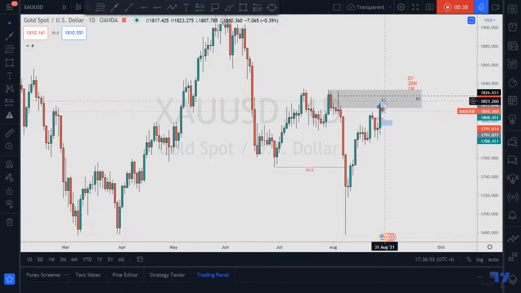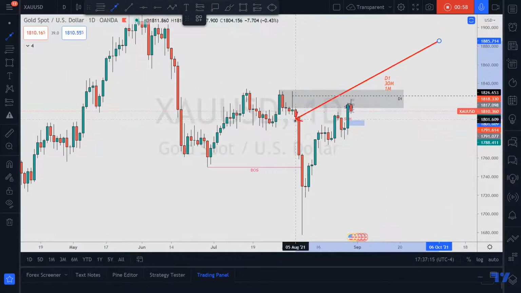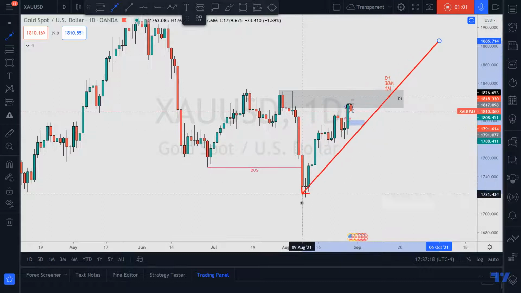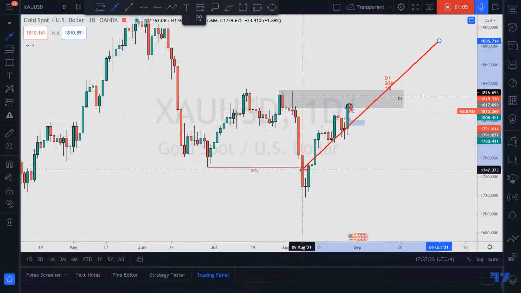Now, I gave you this setup on Saturday. Actually, it was up Sunday in the wee hours of the morning, but well before the market opened. What I showed you was price had broken down. Let me get a pointer here. Price had an impulse to the downside, breaking this low here, a break of structure.